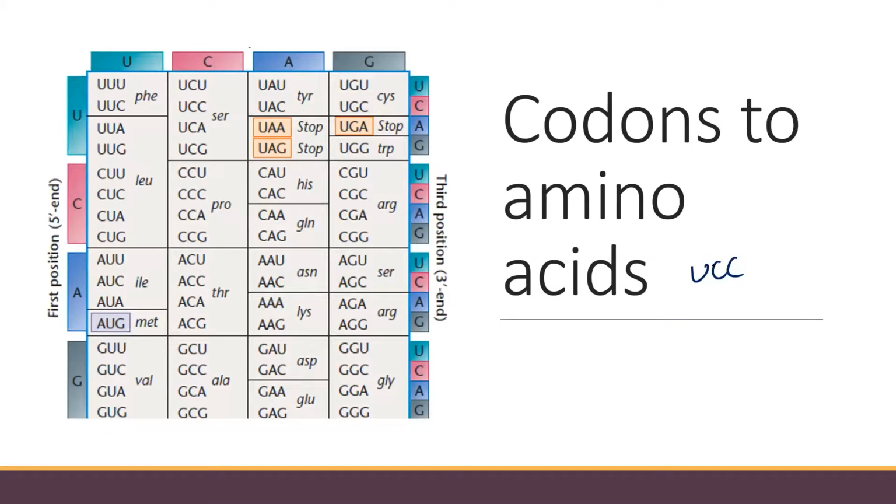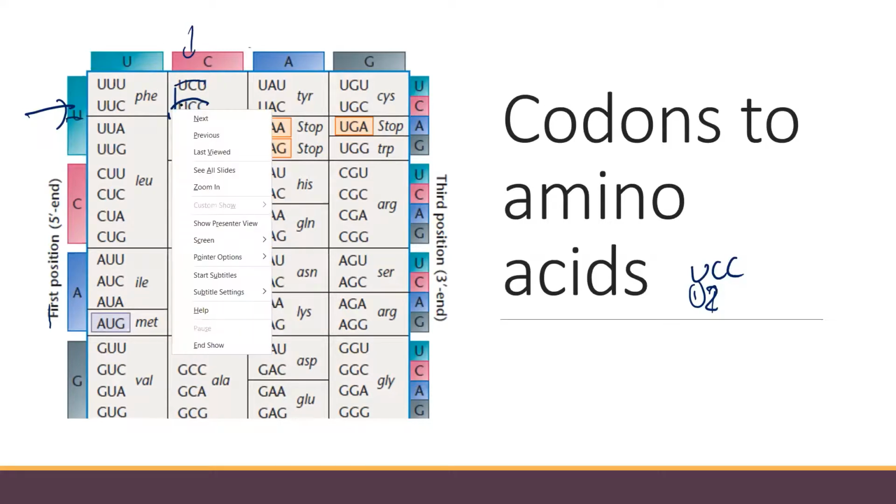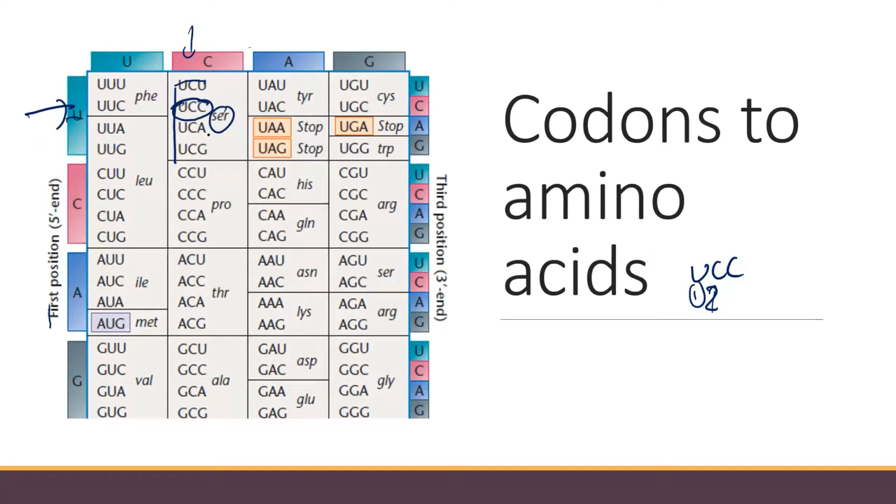Well, the first letter is a U. So that means the first position is a U. The second position is a C. So that means we're going to go UC. So then it's one of these four. And we've got UCC. So here's UCC. That means it's going to make a particular amino acid called serotonin, or I can't remember what SER stands for, but we'll look it up in a second.